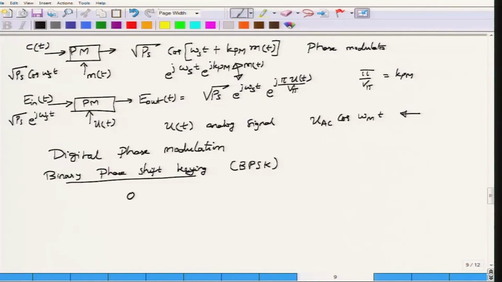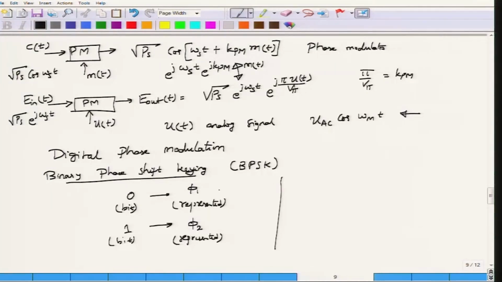Well, if I get a 0, this is actually a 0 bit, right. This 0 bit should be represented as phase phi 1. If I get a bit 1 at the input, I would like this to be represented as phase phi 2. How can I do that in terms of the optical phase modulator? Well, what is the phase that you want?